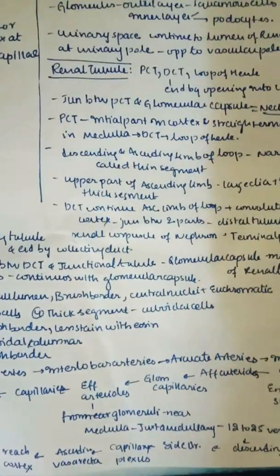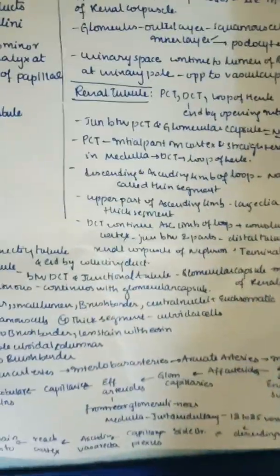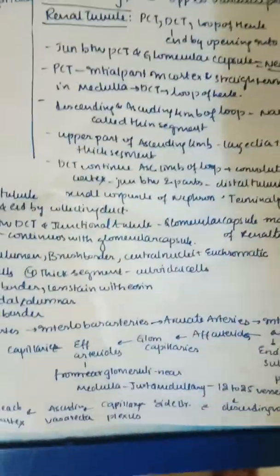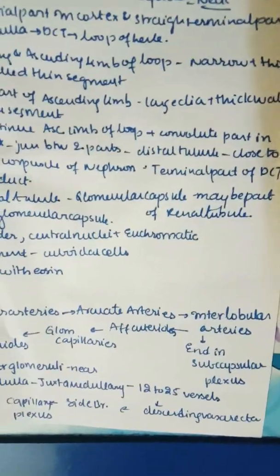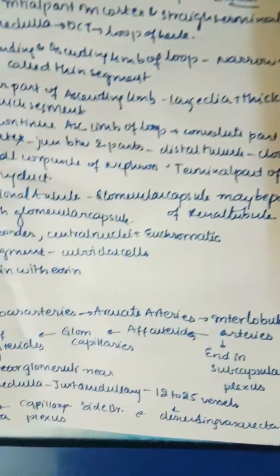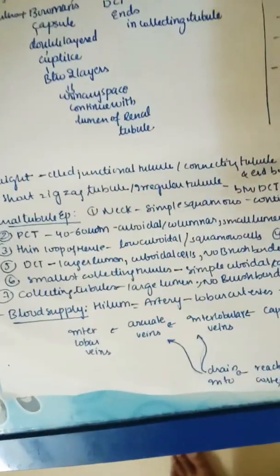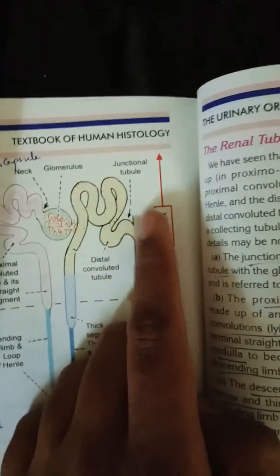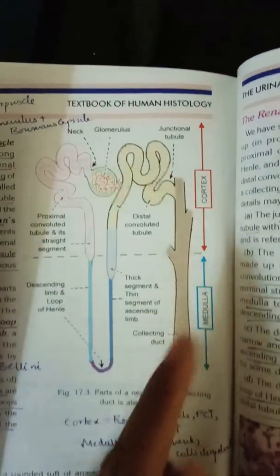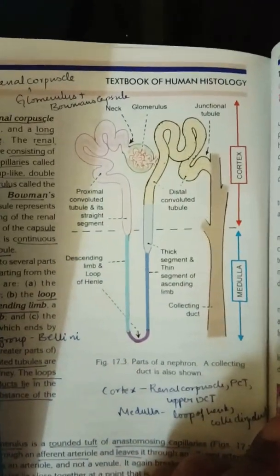And next coming to the DCT. The DCT mainly continues from the ascending limb of the loop of Henle, and the convoluted part is present in the cortex, where the distal tubule is close to the renal corpuscle of the nephron. The terminal part of the DCT is straight and is called the junctional tubule or connecting tubule, and it ends in the collecting duct. So this is the junctional tubule, between the DCT and the collecting duct. This is a thick segment and this is a thin segment of the ascending loop of Henle, and this is the descending limb of the loop of Henle.